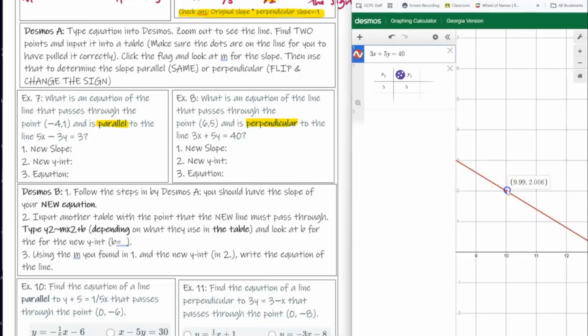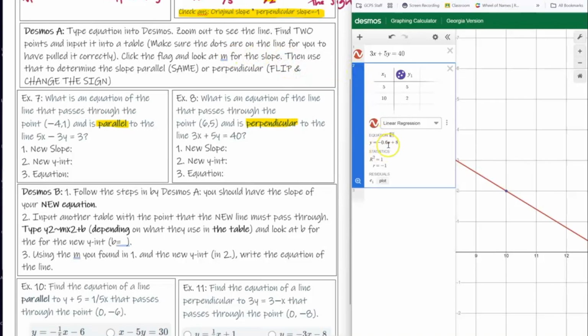Here's another one, I think. All right, and 10, 2. So I'm going to go 10, 2. And it's appeared on the line. I can click it. It stays. I know that I'm good. Click the flag and look at M for the slope. So now I know my slope is negative 0.6.